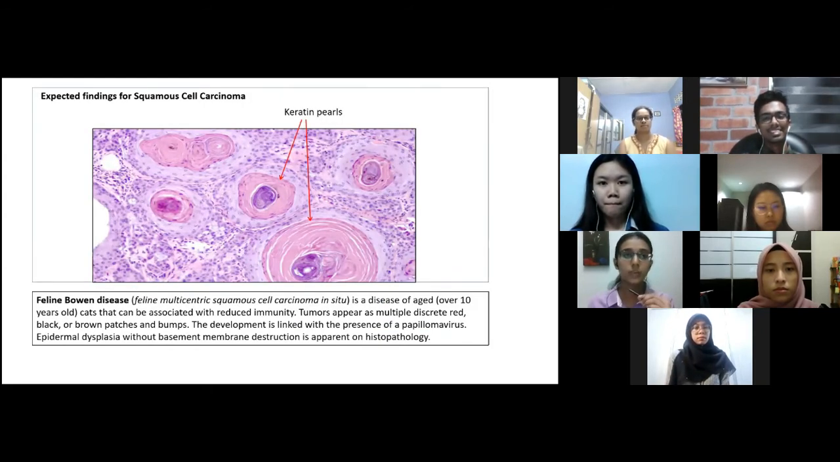Okay, this is what we expect to find for squamous cell carcinoma. The picture here is for squamous cell carcinoma. You can see that there are keratin pearls. So this is quite diagnostic for squamous cell carcinoma.